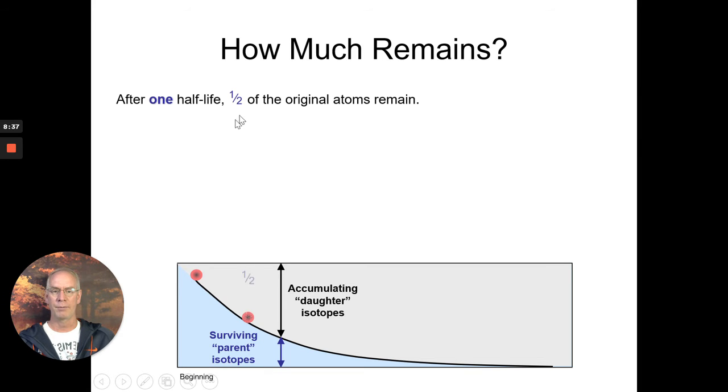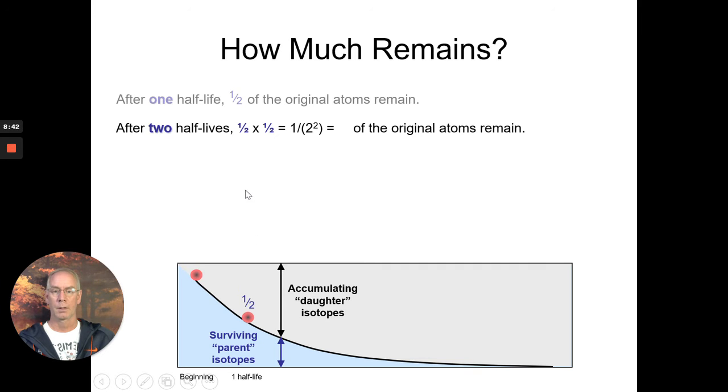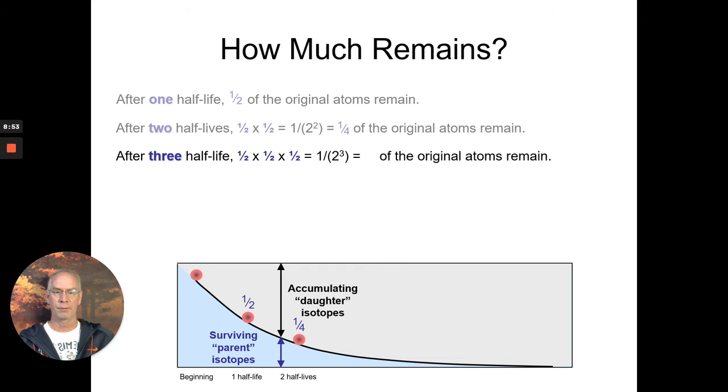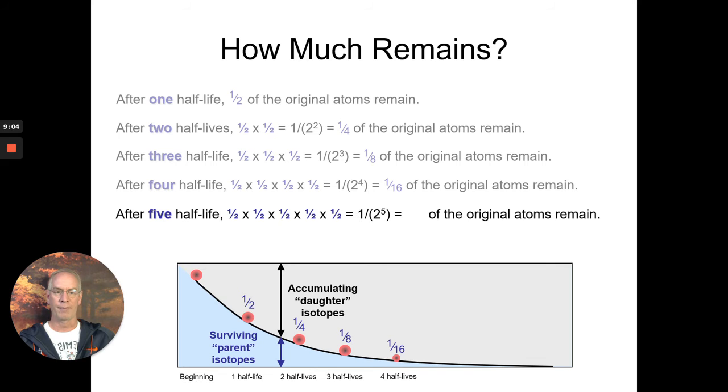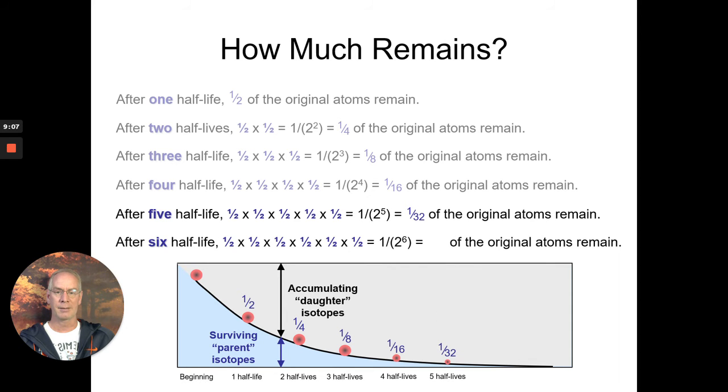So after one half-life, you have half of the original atoms remaining of the parent. After 2 half-lives, you have half times half, or 1/2 squared, 1/4 of the material remains. After 3 half-lives, as you might guess, 1/2 cubed is 1/8. After 4, 1/2 to the 4th, 1/16. After 5, 1/2 to the 5th, 1/32. After 6, 1/64. You can see very quickly, if you go out 7 or 8 half-lives, you really don't have anything left.